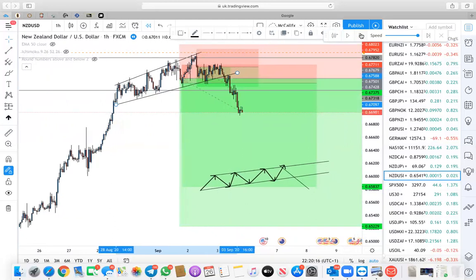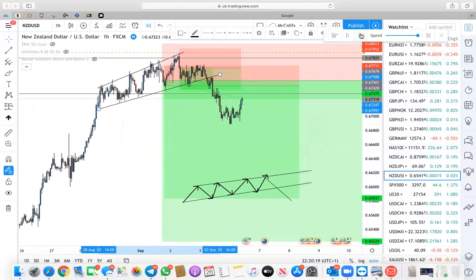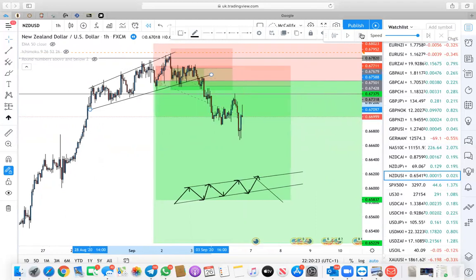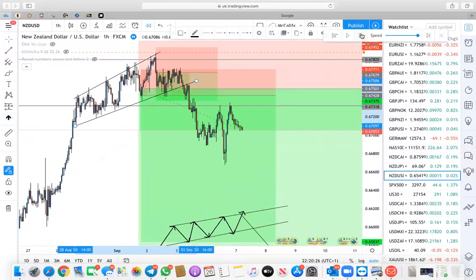Let's see exactly what price is doing. Price went up, retested my second key level, right? Second retest.